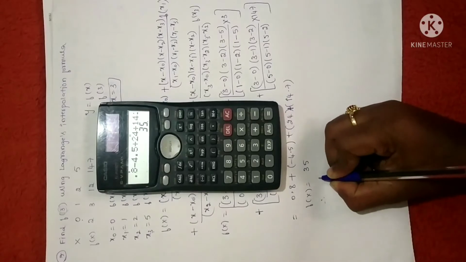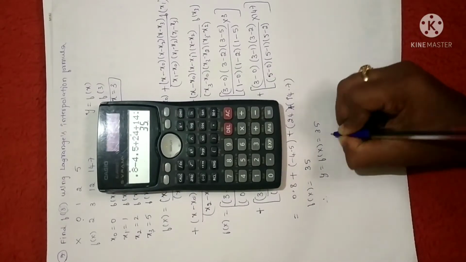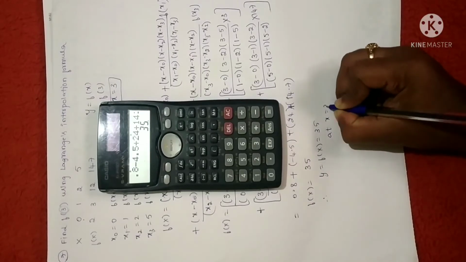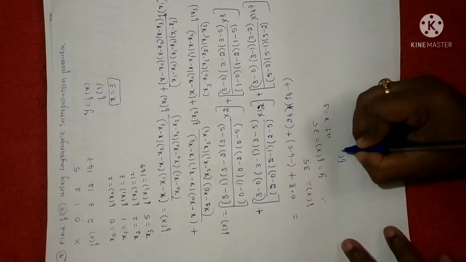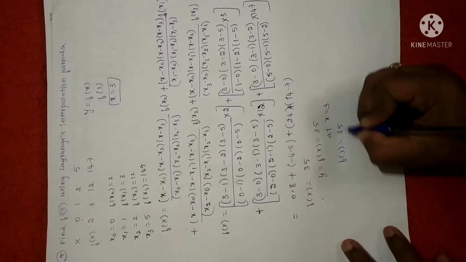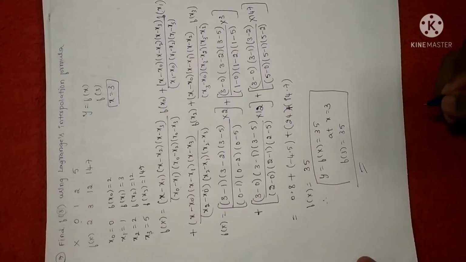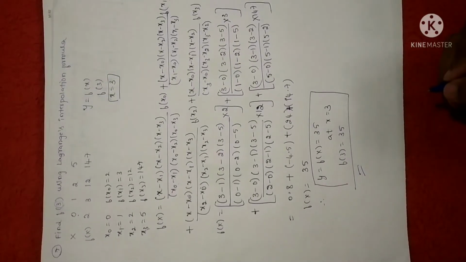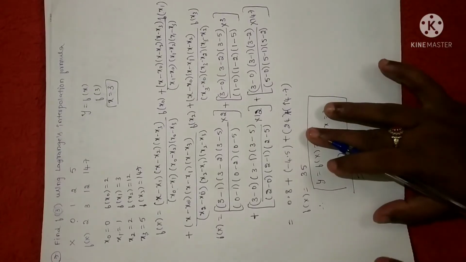Therefore, y is equal to f of x value is 35 at x is equal to 3, right? So x is equal to 3, the given value, that is f of 3 value is 35. So this is the required solution. Hope it is clear, right? Everything is by using the same procedure only, but there will be certain logic. So this is the 7th question.